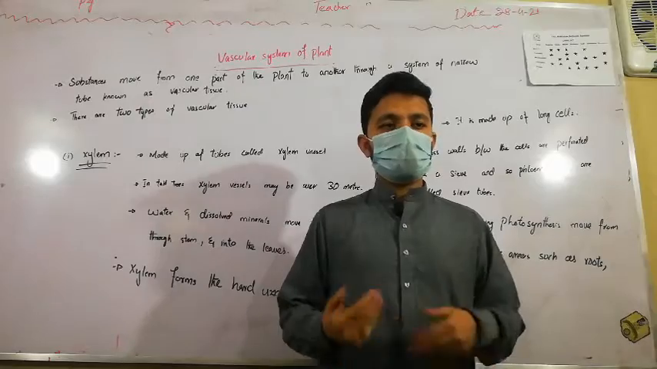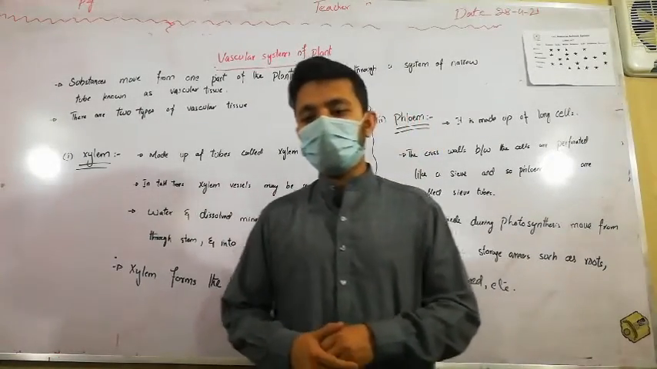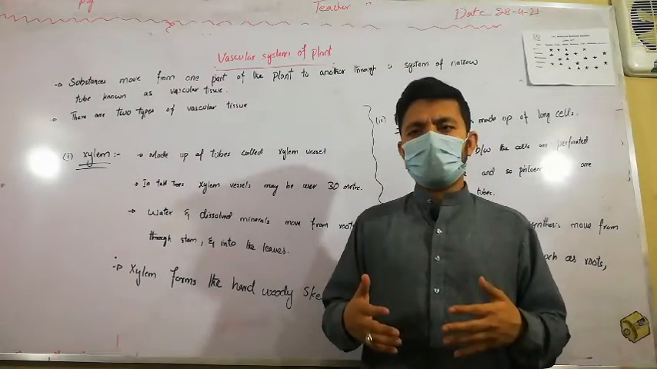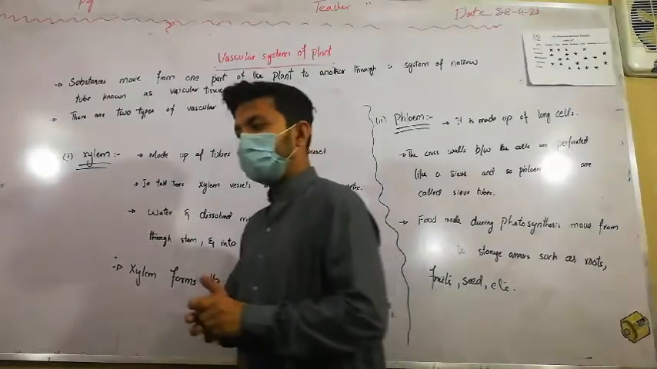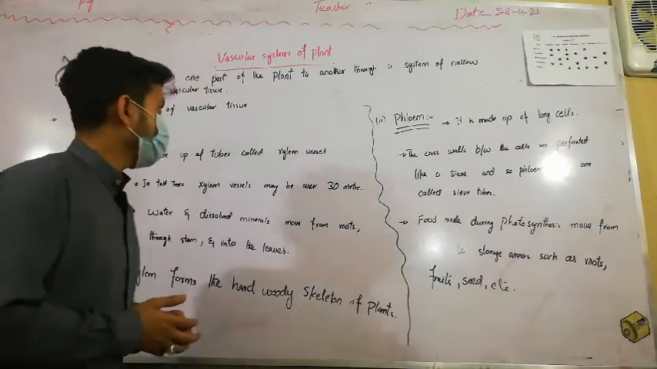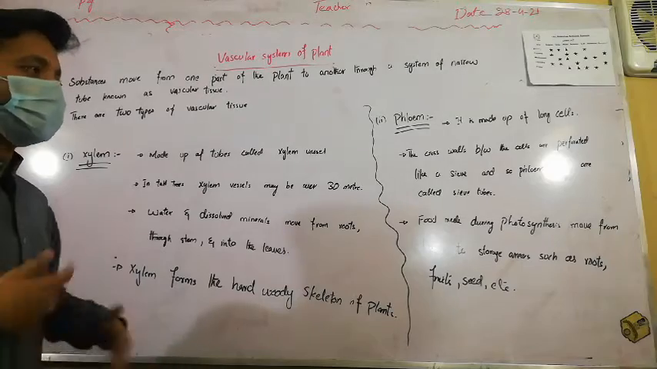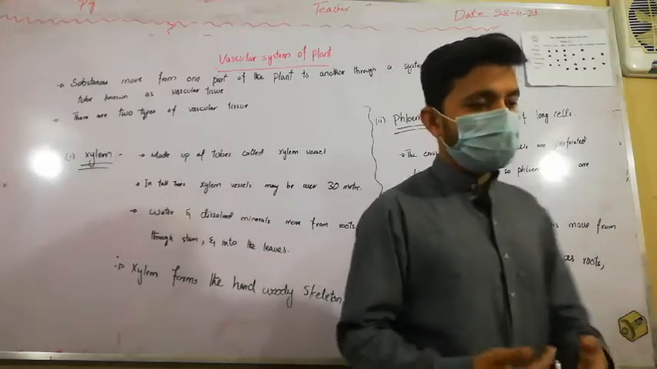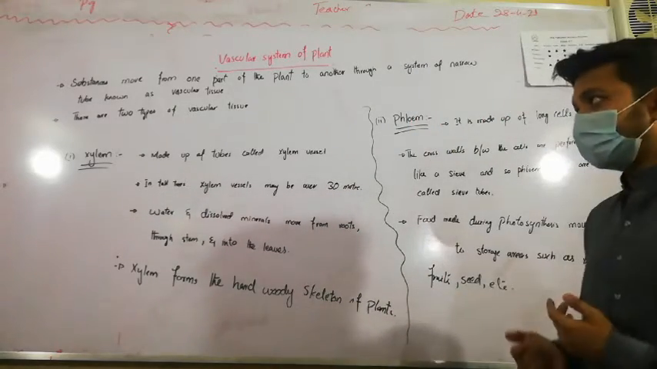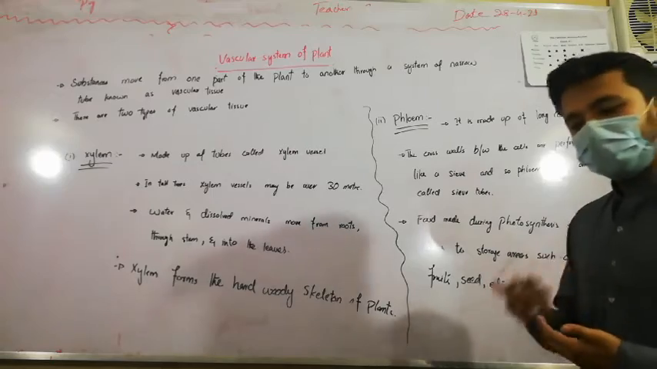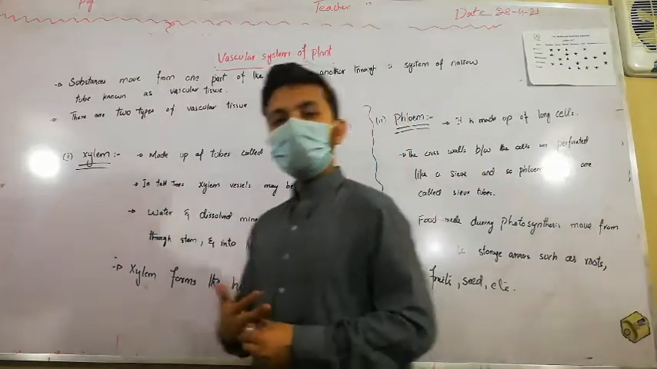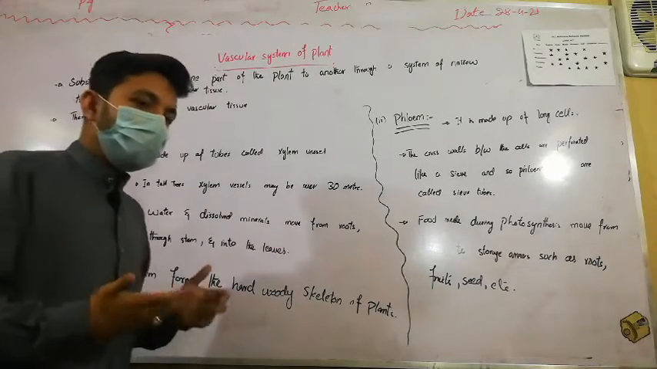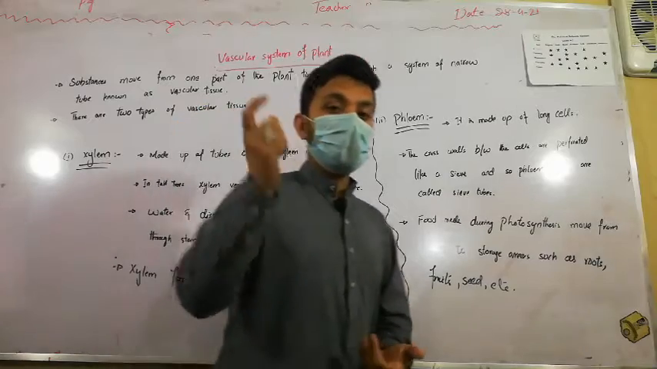For the better performance of this system, there are certain tissues in this system. Those tissues are called vascular tissues. What are vascular tissues? By definition, vascular tissues are the tissues which help in the transport of substances from one part of the plant to another part of the plant. Through what? Through vessels or through a system of narrow tubes.